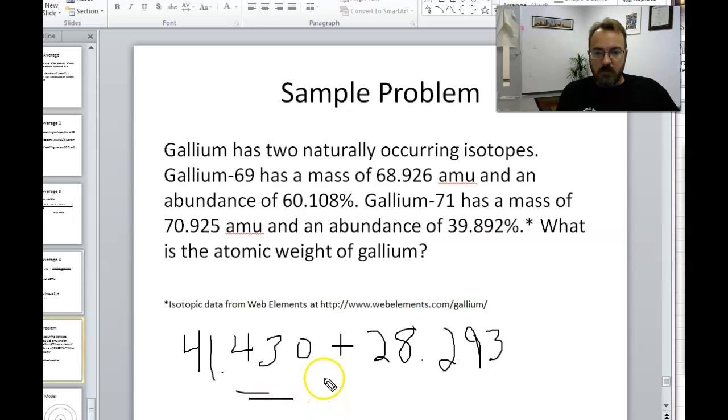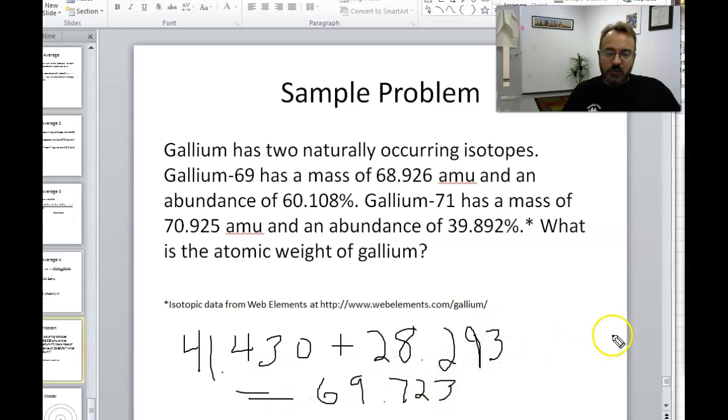Okay, and then for the final value, I got the average weight. The weighted average was 69.723. So all the sig figs should be correct on that. You got 5 sig figs here because you had 5 here and 5 here, and then same for this one. And then the addition and subtraction didn't change because we had the same number of decimals there. So you should have gotten 69.723. If not, shoot me an email and I'll go back and figure out what was going on there.